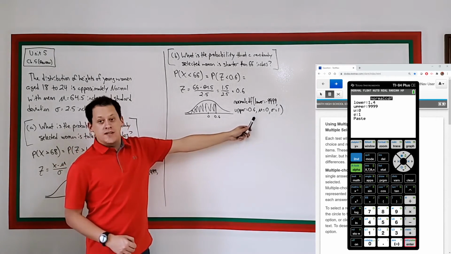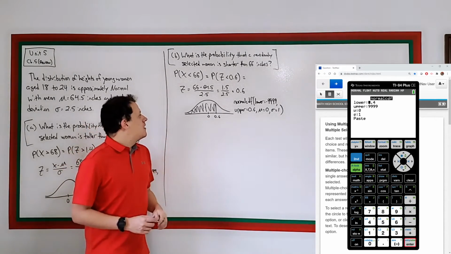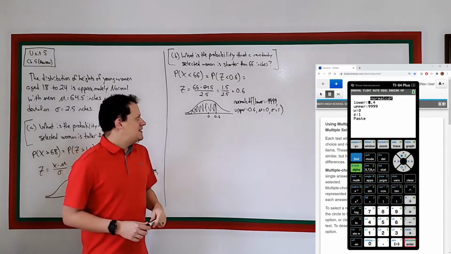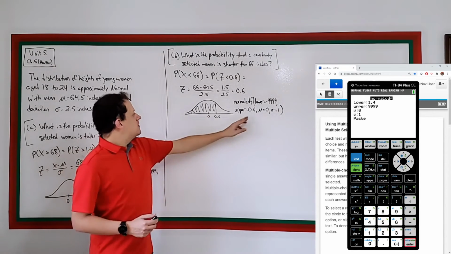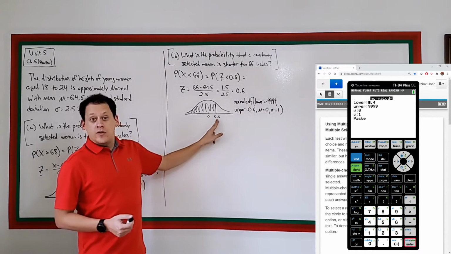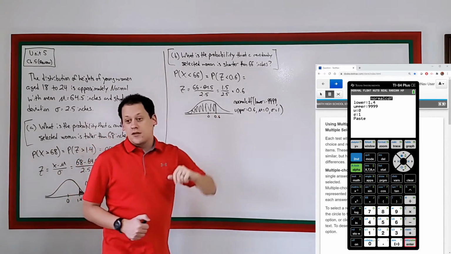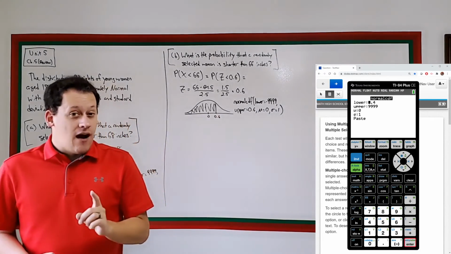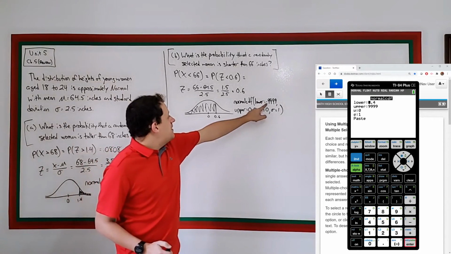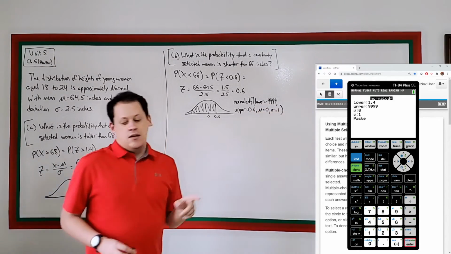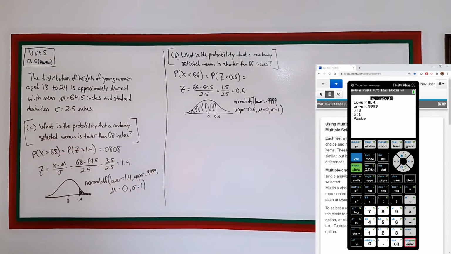So this is what we need to type into normal CDF. Lower is negative 9999 because we're going all the way to the left. The upper is the one that we want here, 0.6. It goes up to that value. Mean is 0, standard deviation is 1. For the calculator though, to type in negative 9999, make sure you're using the negative key here. If you use the minus key, you're going to get an error, and it hates that.